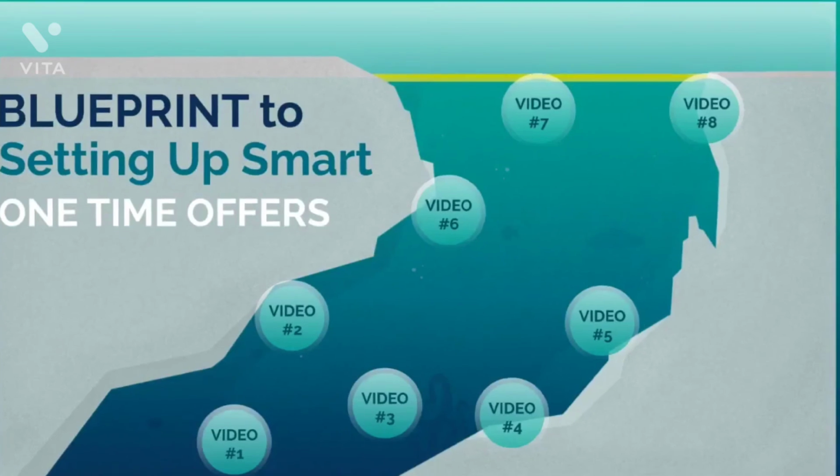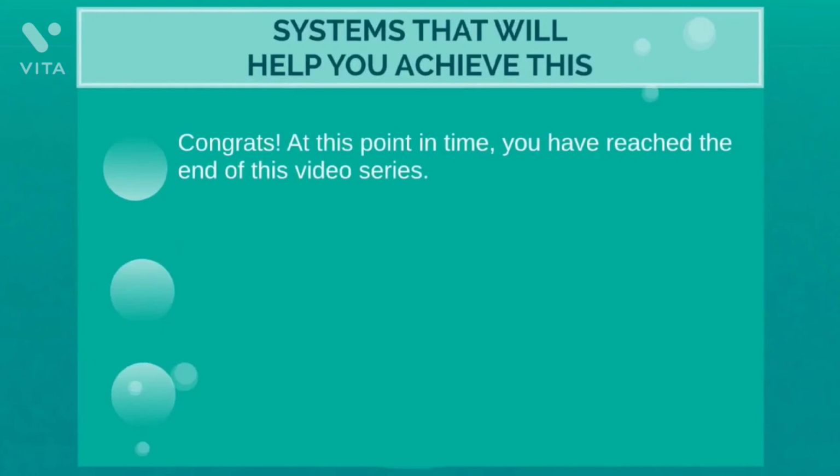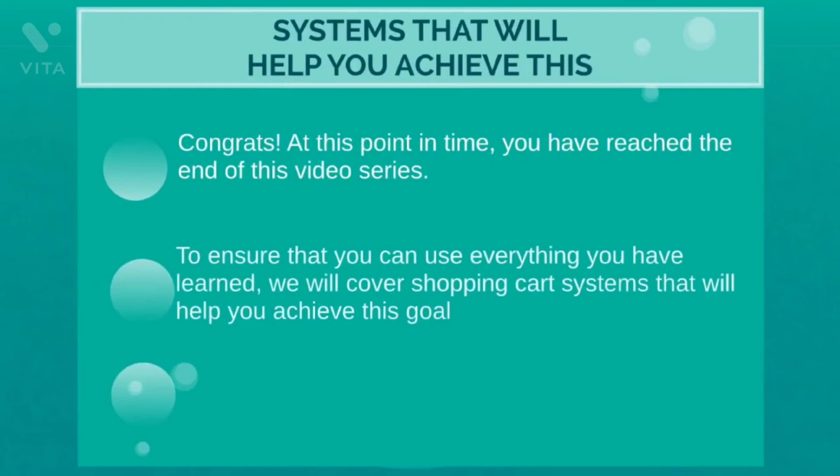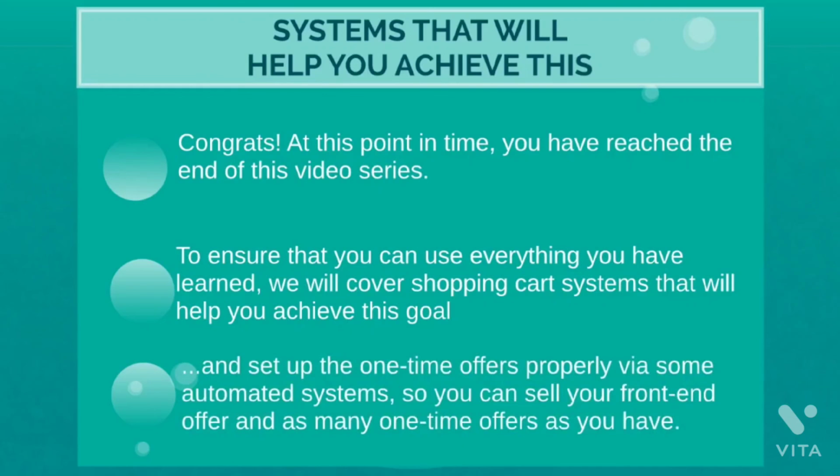Hello and welcome to video number 8, and just want to say congrats. At this point in time, you have reached the end of this video course. So to ensure that you use everything you have learned, we're going to talk about shopping cart systems that will actually help you achieve this goal and set up the one-time offers properly via automated systems so that whenever somebody buys your front-end offer, they will be automatically presented with the OTO 1 or OTO 2, 3, 4, 5, or whatever, how many one-time offers that you have.